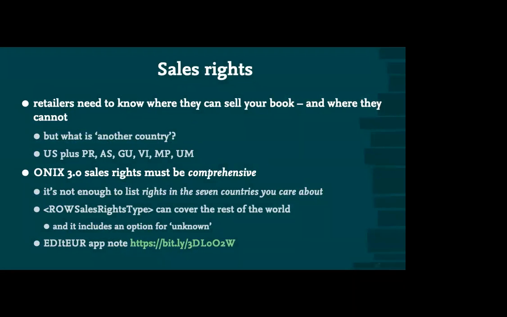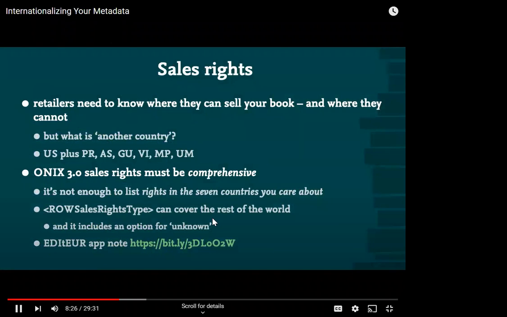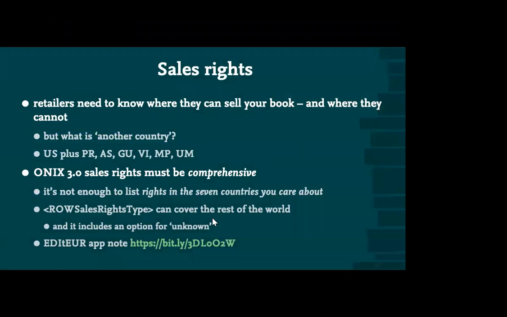Hello, I'm Chris Sainer. Now, what Graham introduced there was for physical products only. Another thing you need to do for physical and digital is to let people know where your titles can be sold and where they cannot. You do this by using the sales rights composite in ONIX.